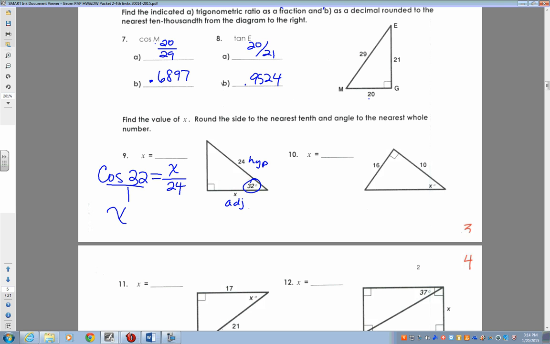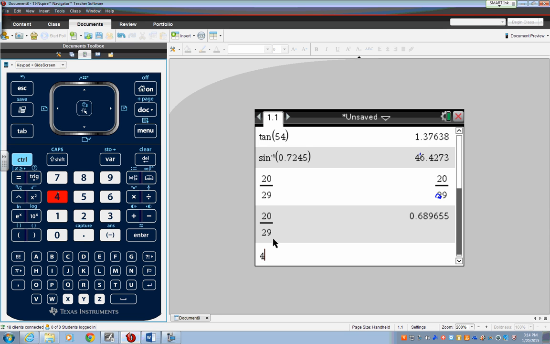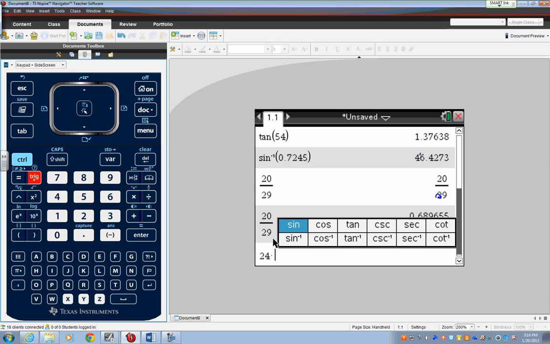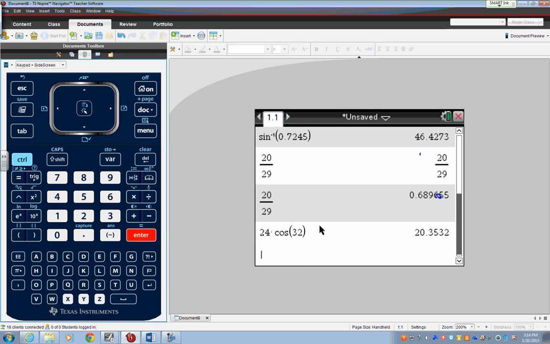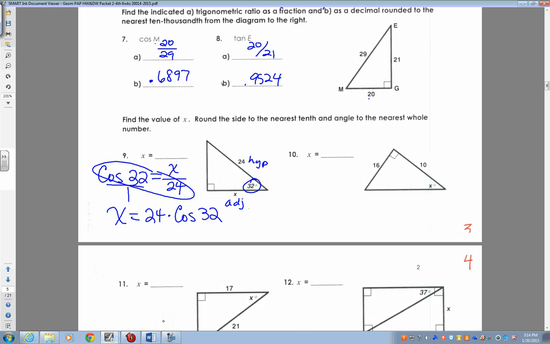So to get the value of x, I'm just going to multiply these two parts together. I'm going to say 24 times the cosine of 32. And that's what I put in my calculator. So you would need to go to your calculator now, type in 24 times cosine of 32, and hit enter. Okay? Now, on here, they want us to round side lengths to the nearest tenth. So we're just going to round that to 20.4. So x equals 20.4. Okay?